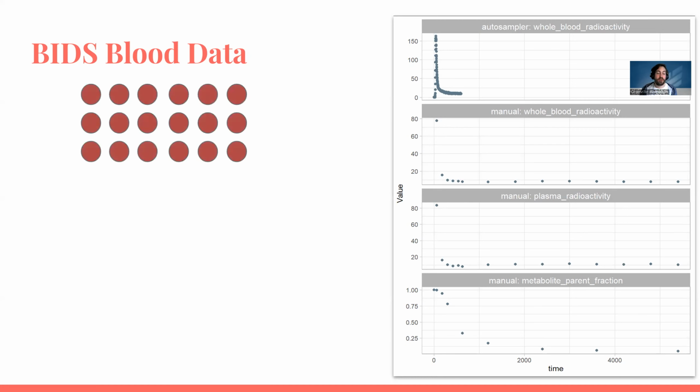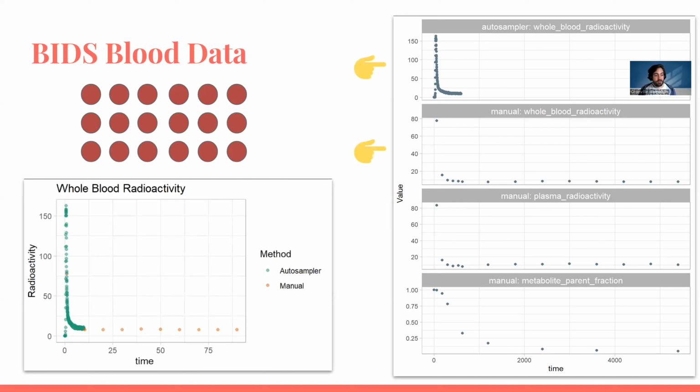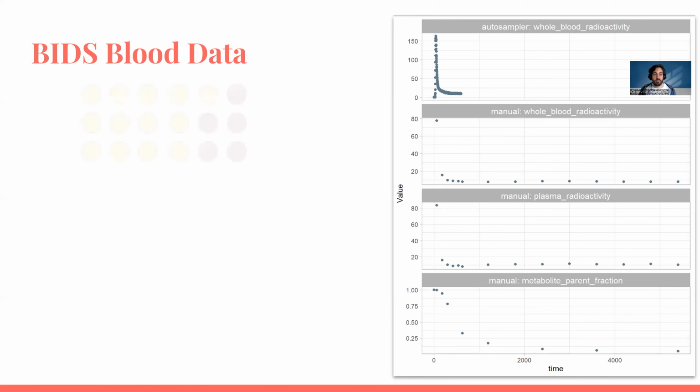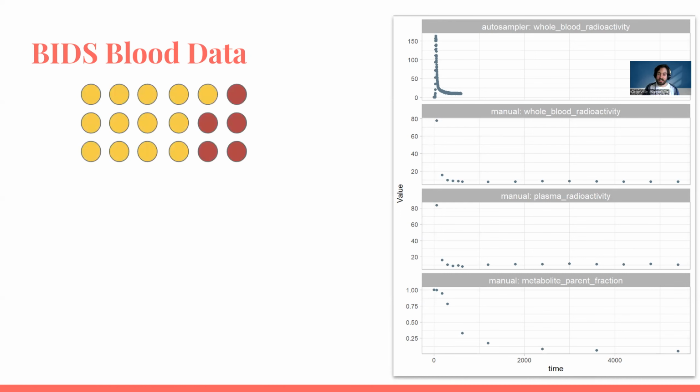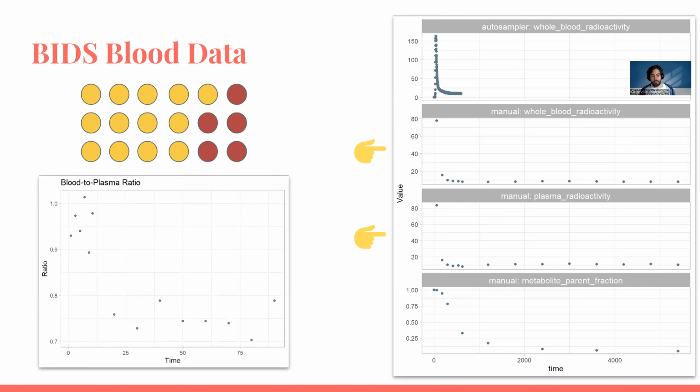So the first step, we have our whole blood radioactivity. So we would combine these two columns. That's the data that comes out of the autosampler, and then the data from the manual samples. And if we put those together, we get the whole blood radioactivity curve, and it looks a bit like that. The next thing we want is to separate how much is in the plasma. So we have these manual samples of the plasma, but what we typically do is combine that with the manual samples at the same time points of the whole blood radioactivity to get a blood to plasma ratio curve, or a plasma to blood ratio curve if you invert it. So that basically looks like this.